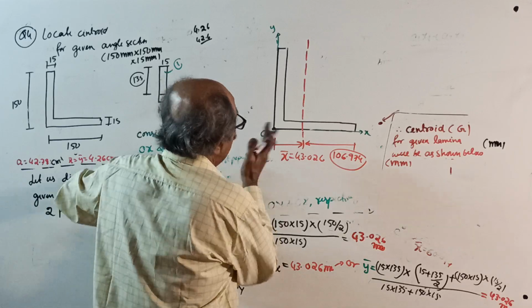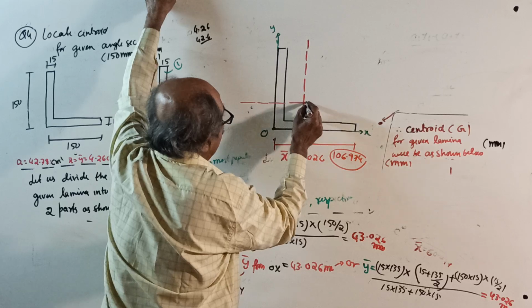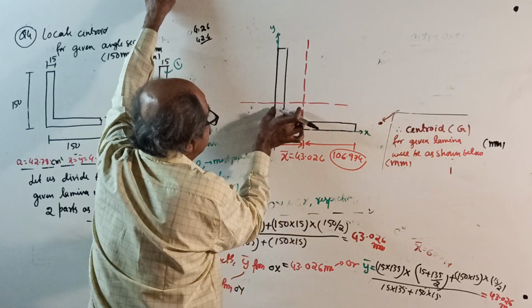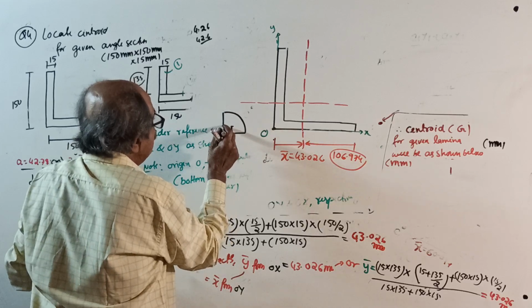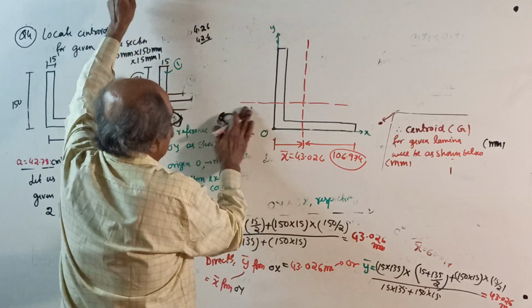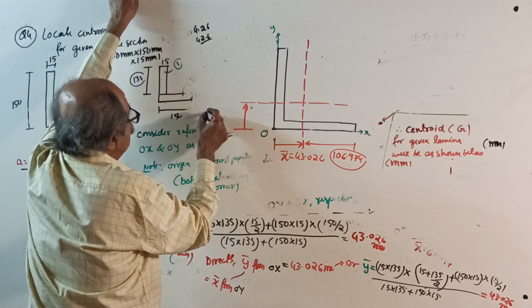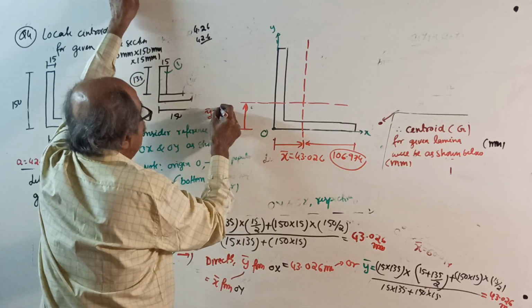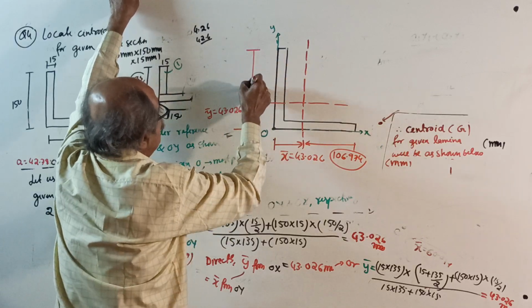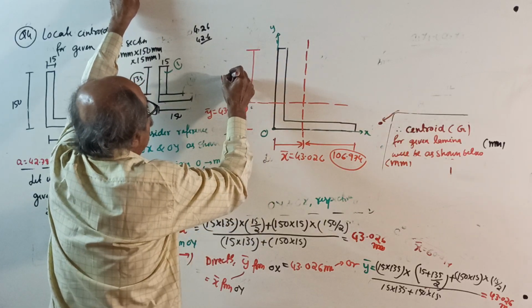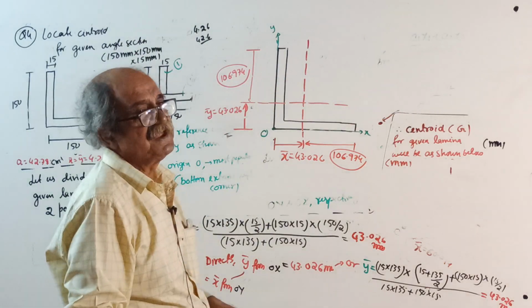Then, the same way, y bar this way is once again the same answer. Actually, this distance is equal to this distance, like I told you with the quadrant. This is your y bar from here, upper side: y bar equal to, once again, 43.026. If you want, from there to here, from 150 subtract, 106.974. Okay, now angle sections are over.